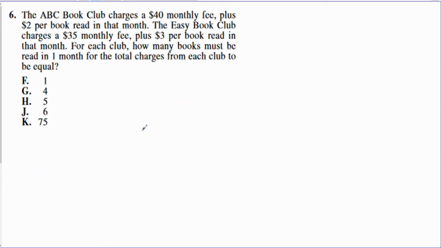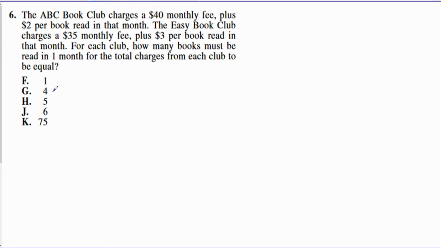The ABC Book Club charges a $40 monthly fee plus $2 per book read in that month. The Easy Book Club charges a $35 monthly fee plus $3 per book read in that month. For each club, how many books must be read in 1 month for the total charges to be equal? Okay, so the first thing we need to do is write an equation that represents each of these. I will point out that you could just guess your way through this.